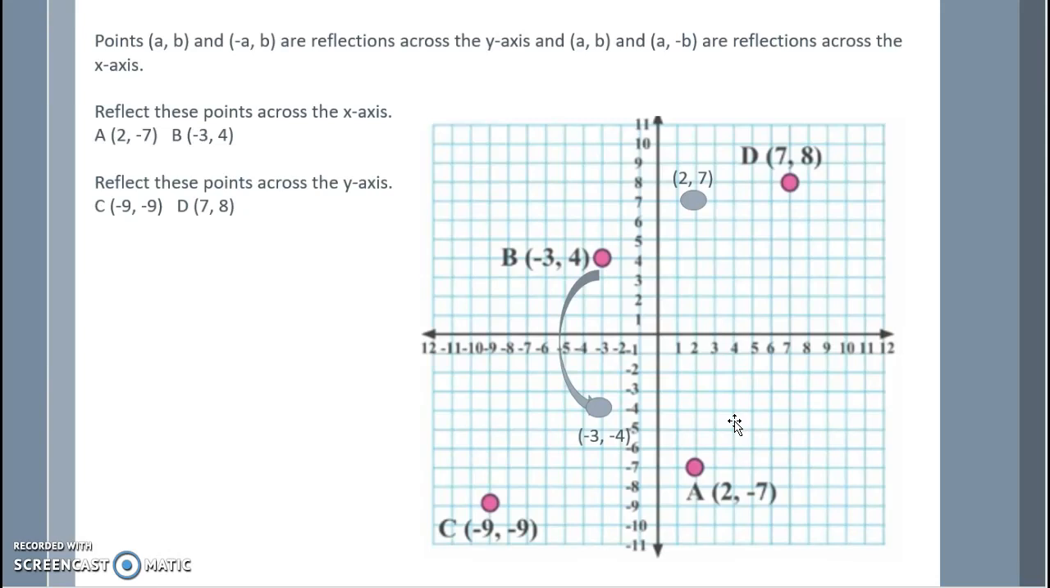Now moving across the y-axis with point C, (-9, -9), this becomes (9, -9). Notice I'm just shifting left or right, but I'm not moving up or down. Point D is the same. We will move our point to the left, but not up or down, so our new point becomes (-7, 8).